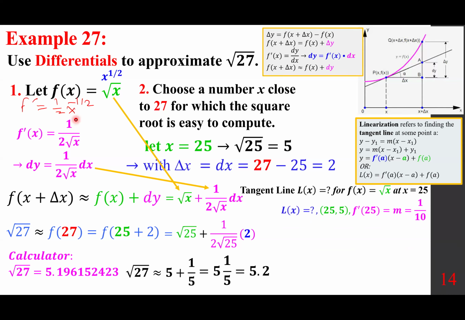Y minus y1. So you don't have to memorize this. And I say a lot of people do that. I don't know if they really have memorized it or not. So you don't have to. Y minus y1, so y minus 5 equals m, 1 over 10, x minus x1, that means x minus 25. And you end up with the following, which means if I replace the x with 27, and you can try it, I should get exactly what I got here with the differential.